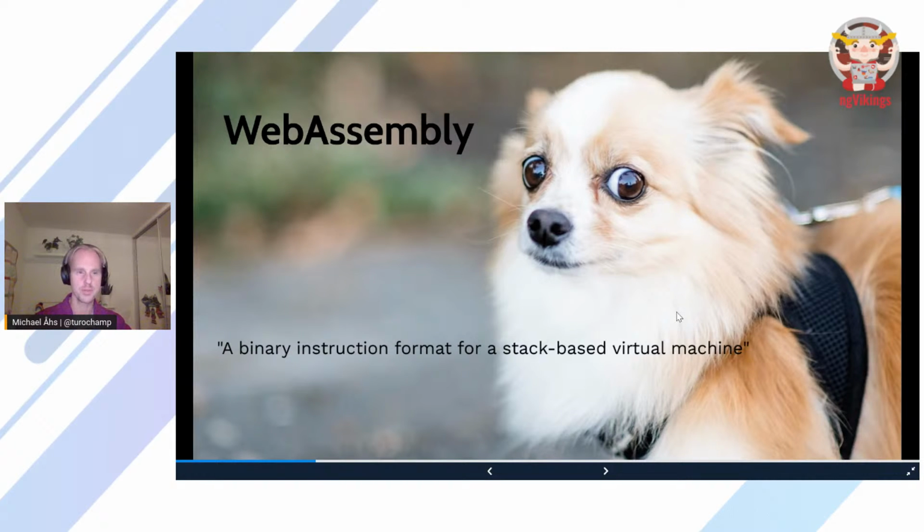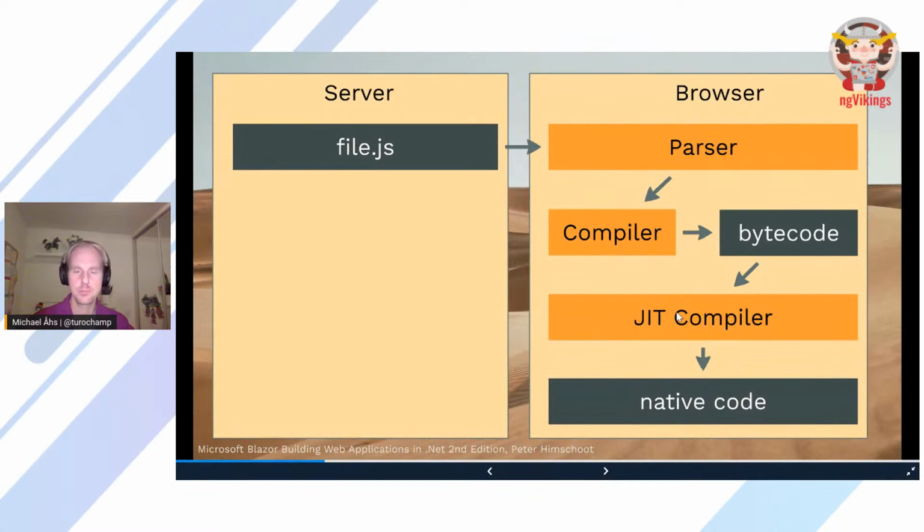But what is it, WebAssembly? Well, at its core, it's a binary instruction format for a stack-based virtual machine. Okay, what does that mean? Well, let's move to the next slides and I'll explain. Let's compare to JavaScript. Because if we want to run JavaScript in the browser, we need to send the JavaScript file to the browser. And there it gets parsed, it gets compiled. Now we have bytecode, which goes into the just-in-time compiler, which is really optimized to running this really quickly.